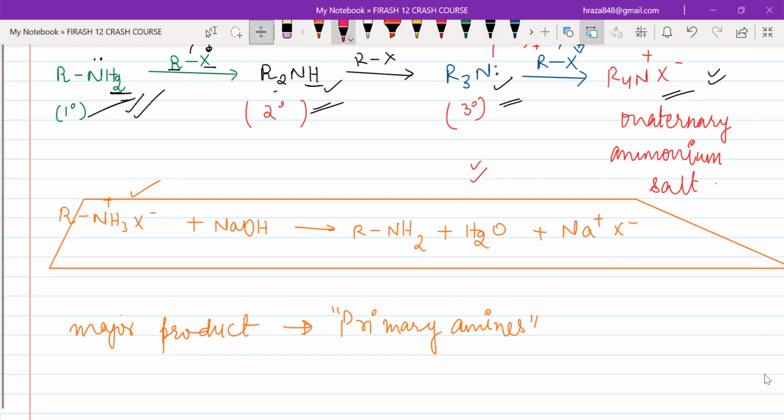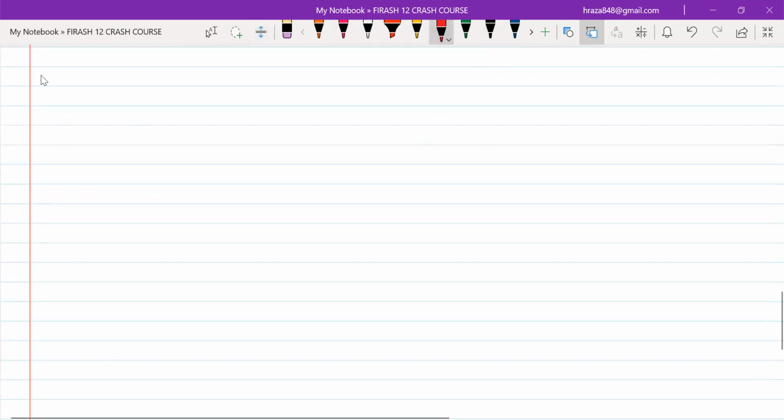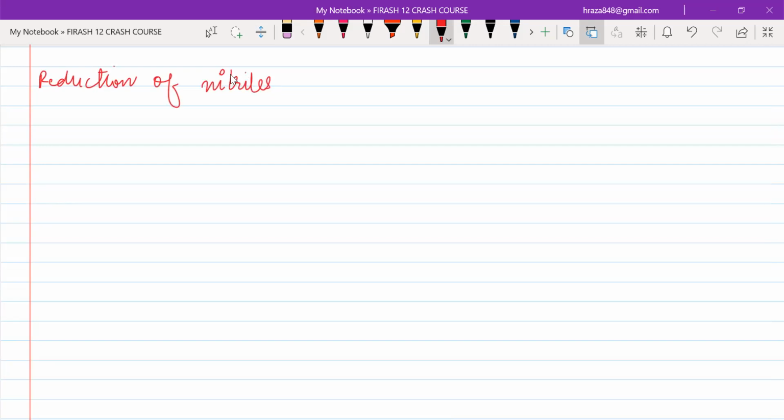Okay. Now the next preparation of amine is reduction of nitriles. And how does the reduction of nitriles take place? It's very easy.